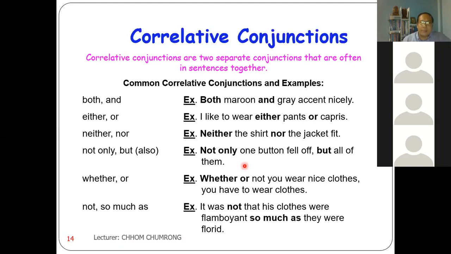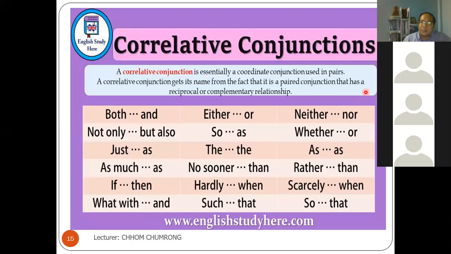So we don't have many for you to remember. We have only FANBOYS, we have seven, right? But for this one we have both and, either or, neither nor, not only but also, whether or not, and we have more than this. Okay, this is the list that I put for you here. So this is the list of the pair conjunctions: both and, not only but also, just as, as but as, if then, no sooner than, hardly when, and so on. So we call these what? Correlative conjunctions. And usually they can be used in a compound, complex, or simple sentence, no problem, okay?